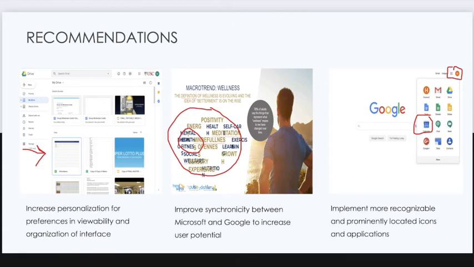And so the recommendation here is to increase the personalization for preferences in terms of how users want to view and organize their interface, because I'm sure this varies across participants and really across users. And then the next recommendation is to improve the synchronicity between Microsoft and Google to increase user potential and really that user pool. And so I've just highlighted areas where the formatting was altered heavily, actually, by trying to combine the two or upload a Microsoft PowerPoint into the Google Slides.